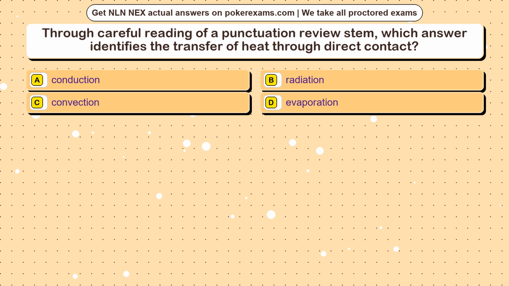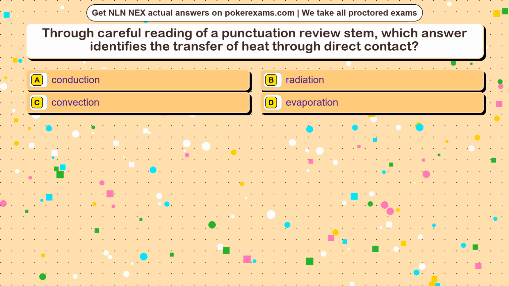Question 25. Through careful reading of a punctuation review stem, which answer identifies the transfer of heat through direct contact? Option A, conduction. Option B, radiation. Option C, convection. Option D, evaporation.